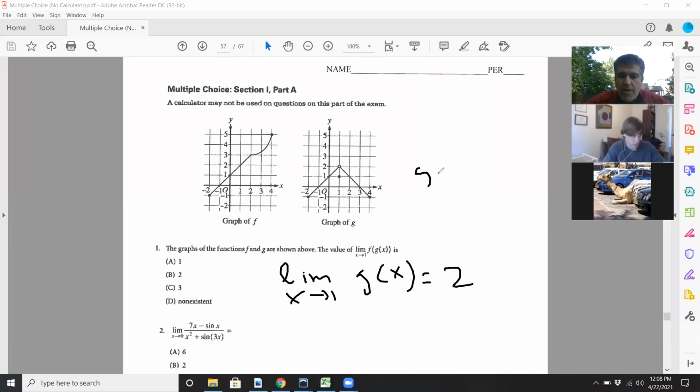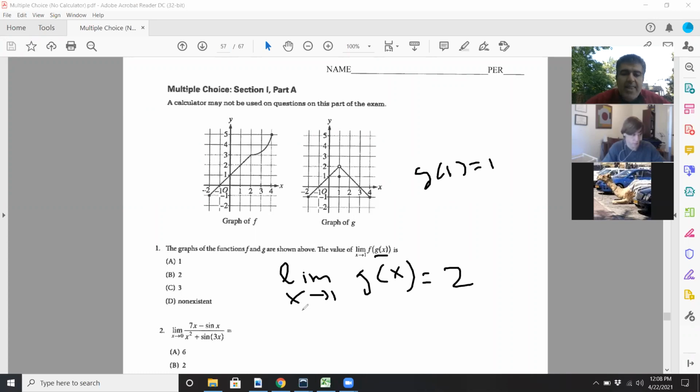Yes, g of 1 equals 1. Absolutely. But we're not asking about what y equals at x. We're asking about approach, right? And it is a composite function. It looks a little weird. We didn't quite do that last semester. But if you just use a little intuition, usually when you evaluate a composite function, you start at the inside, right? So why not start the limit at the inside?